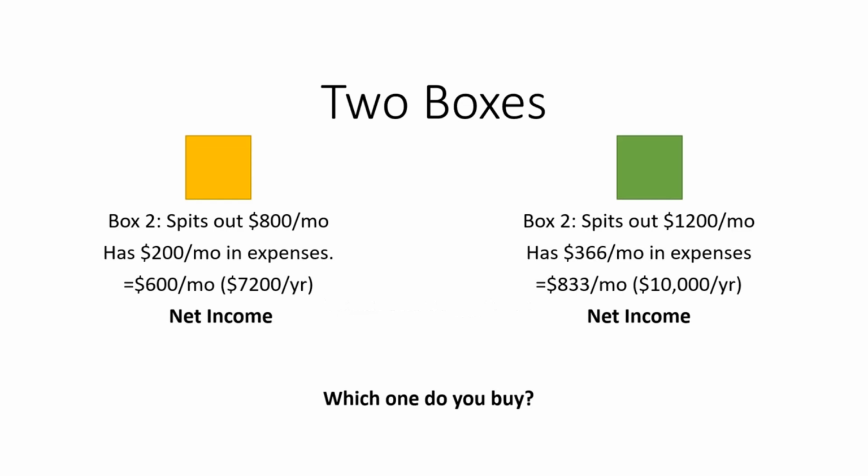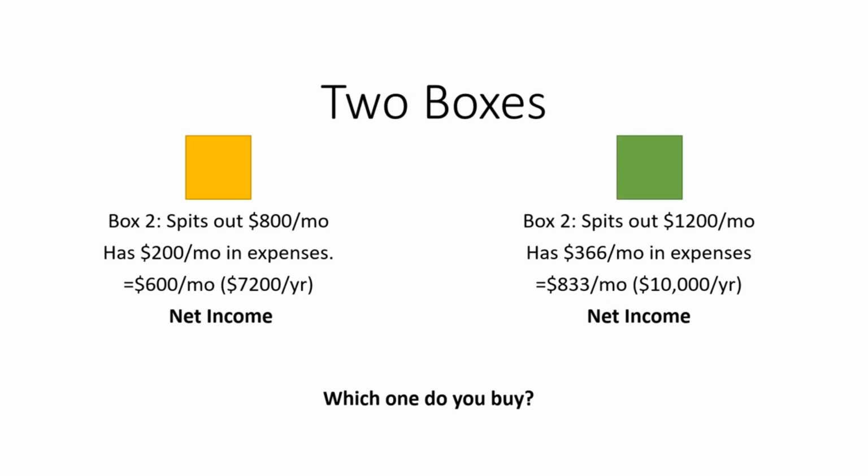On my green box, it runs off of water, so I have to hook it up to the water main, and it actually costs me $366 a month. And you end up with $833 a month net, or $10,000 a year. Now, which one do you want to buy? Some of you may still be leaning towards the green box, but we still don't know a very important piece of information here. How much am I asking for these two boxes?